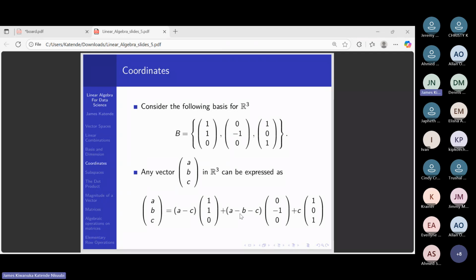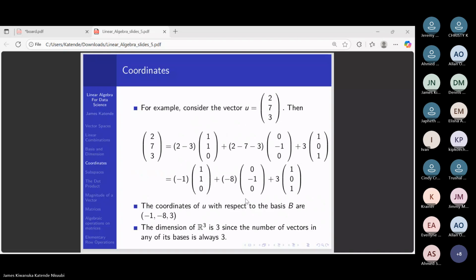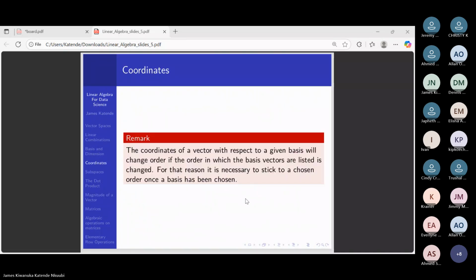They will switch. So for consistency, anytime you pick a basis, we fix an order and stick with it, so that we have a vector that will always act as the first one in the basis, another one as the second, another one as the third. You can reorder them in any way, but once you pick the order, you need to stick with that so that you have consistency when you're computing the coordinates. So that is what this remark explains.